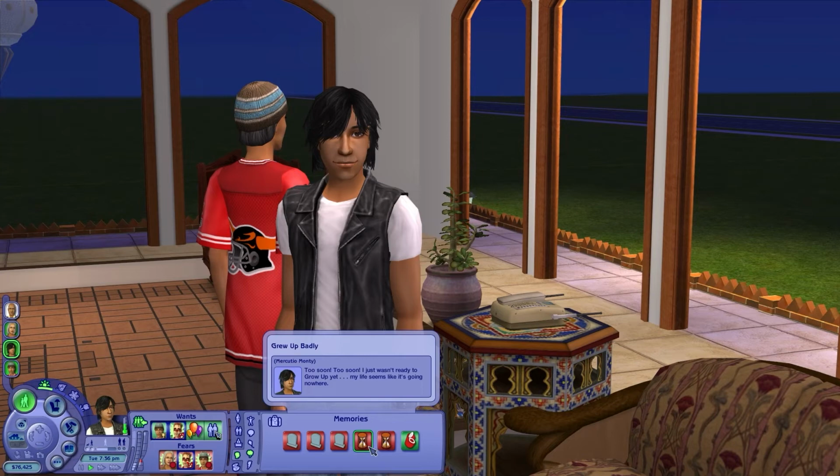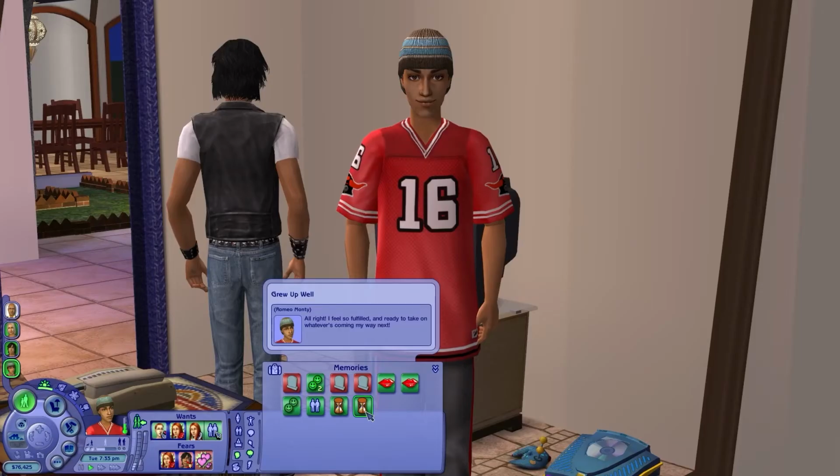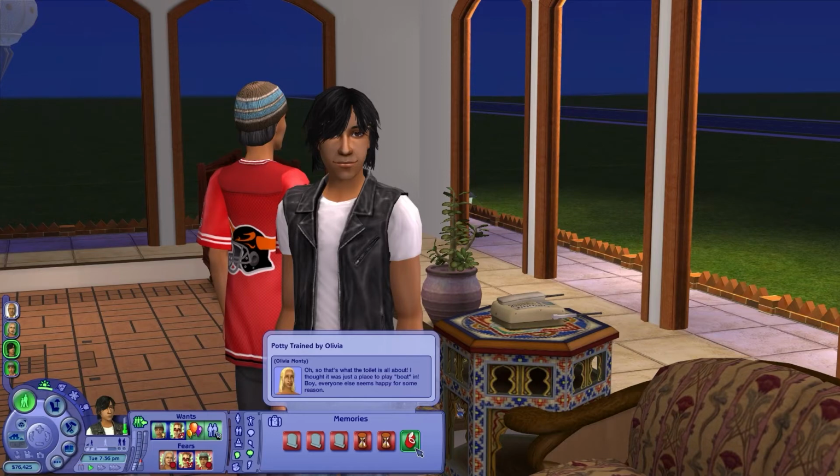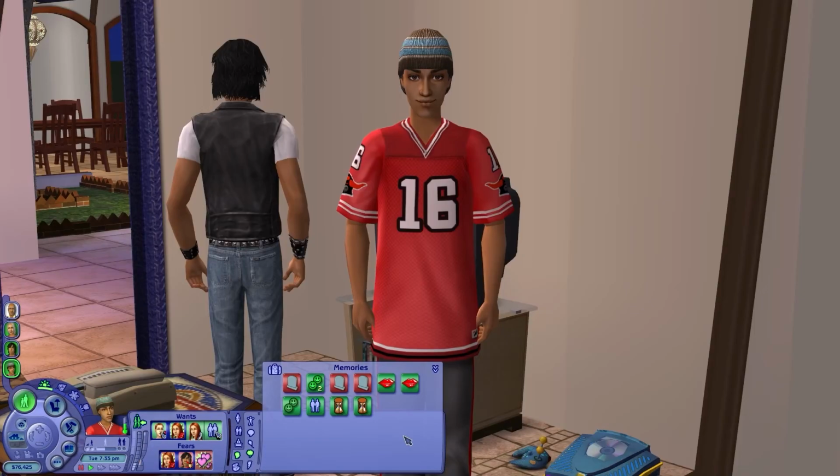He has 2 memories of growing up badly, and nothing much to balance it out. Romeo grew up well, but I doubt that this is a case of Romeo being the golden child while Mercutio was neglected. Mercutio remembers being potty trained by his mom, while Romeo doesn't remember being taught any toddler skills.